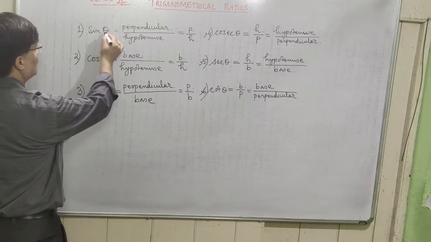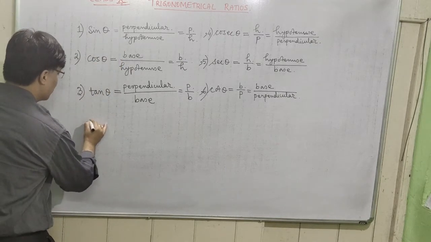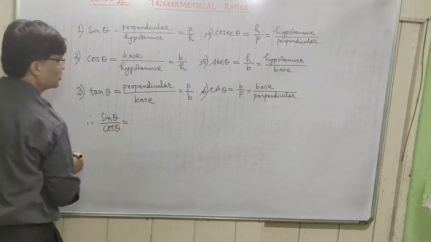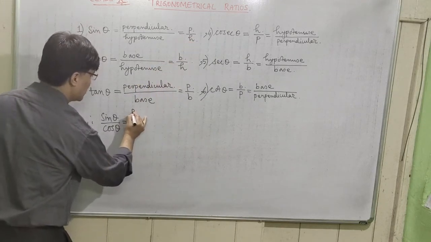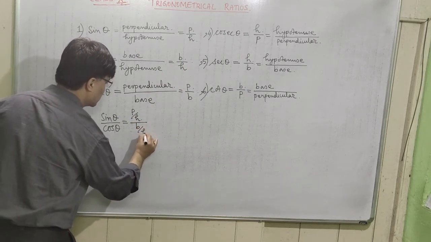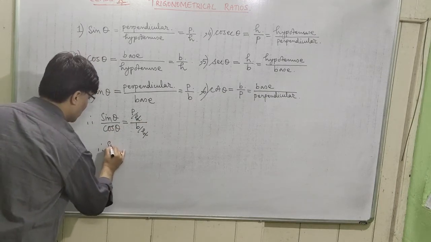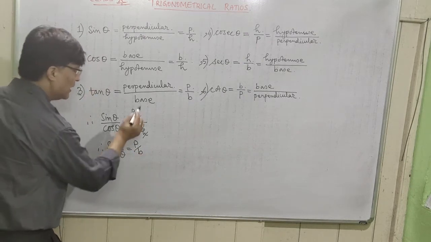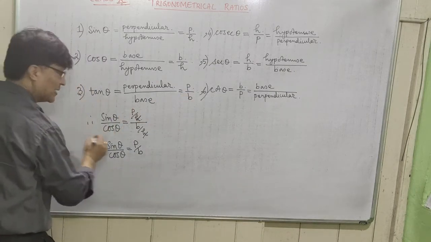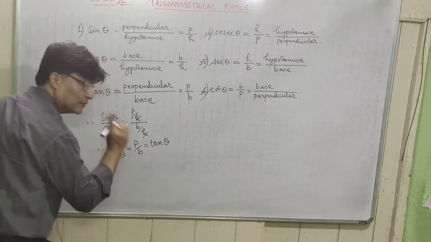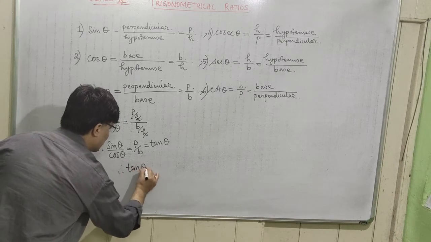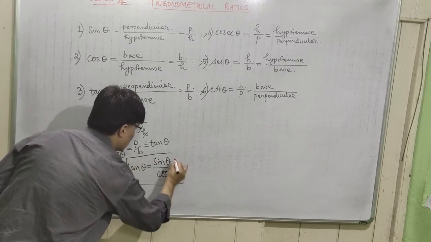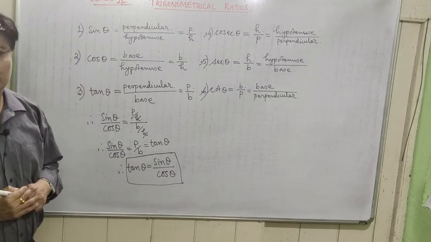If you divide sin theta by cos theta, let's see what happens here. Sin theta divided by cos theta is equal to p by h upon b by h. Sin theta is p by h, and cos theta is b by h. Here h gets cancelled. Therefore sin theta divided by cos theta is equal to p by b. What is p by b? P by b is tan theta. That means we can write tan theta is equal to sin theta divided by cos theta. So you should know this formula. I think you have understood it.